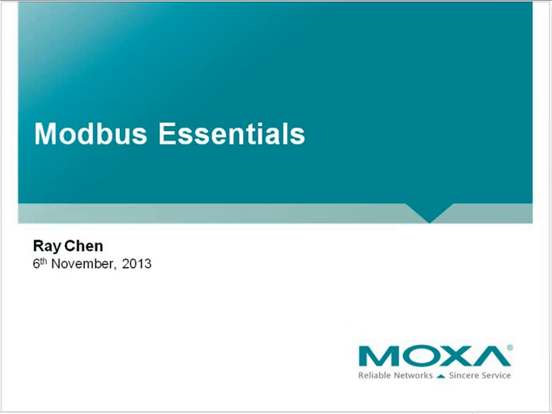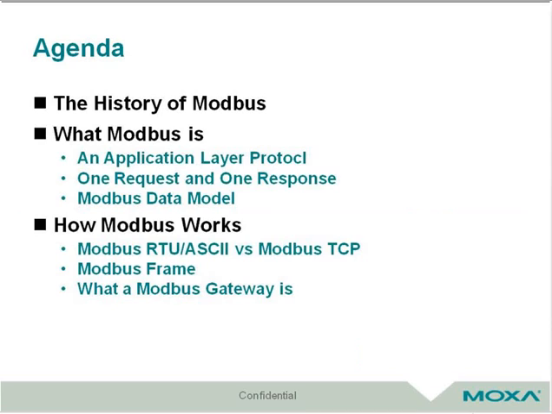Today, I'm going to introduce you to Modbus essentials. This is the first lesson to learn IEG products. First of all, I will tell you the history of Modbus quickly and explain what Modbus is. Modbus is a layer 7 application layer protocol, and the communication mechanism between Modbus devices is one request and one response. The last part I will explain how Modbus works.